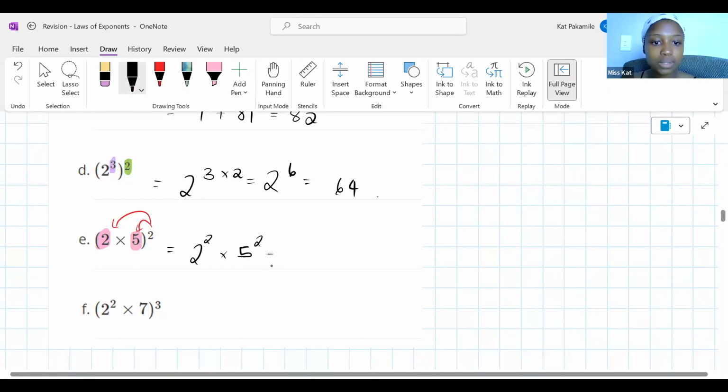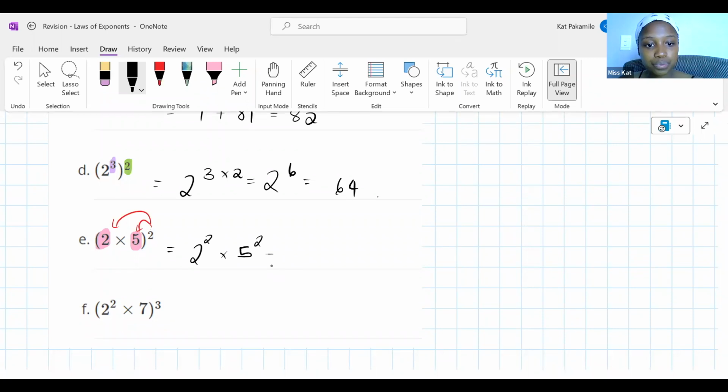Beautiful people. Yes, Chichi. Yes, 4. So 2 squared is 4 and 5 squared is 25. And our final answer will therefore be 100. Beautiful. Thanks, guys. See your answers in the chat.